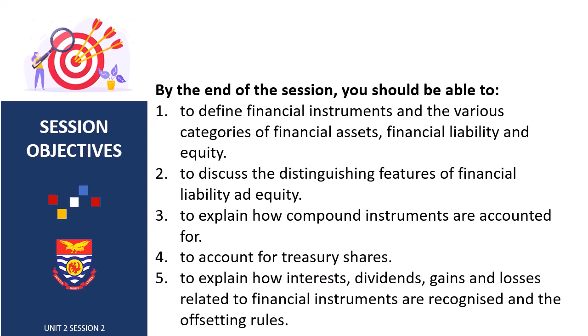At the end of this session, these are the objectives we have to achieve. A. To define financial instrument and the various categories of financial asset, financial liability, and equity. B. To discuss the distinguishing features of financial liability and equity. Then C. To explain how compound instruments are accounted for.